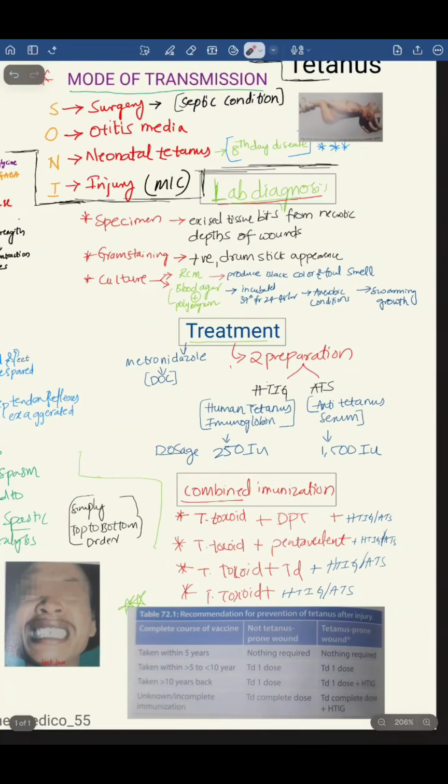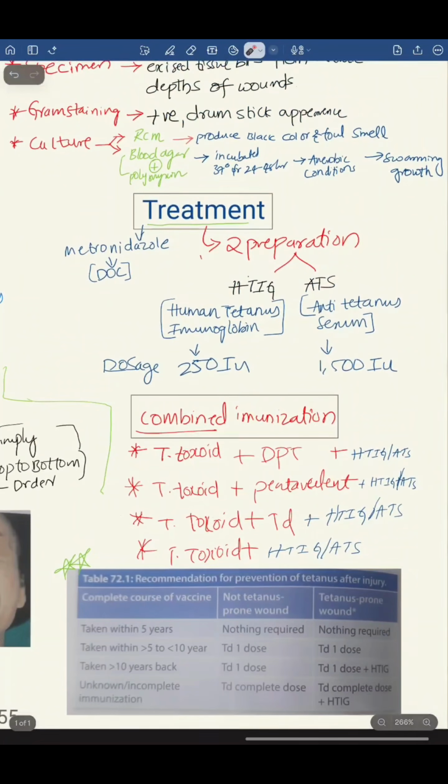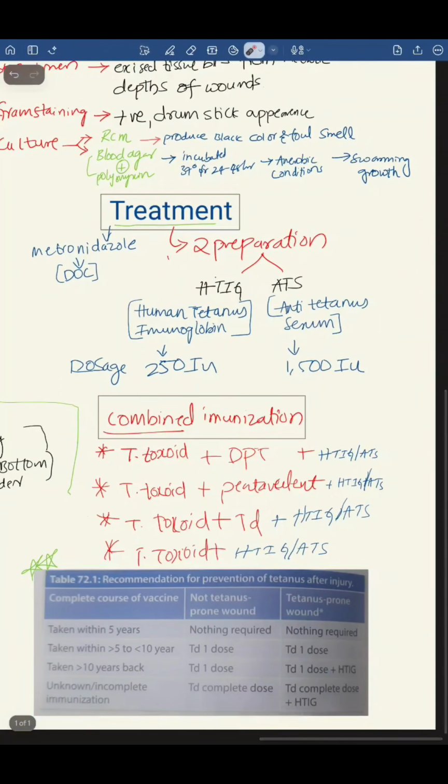In the combined immunization schedule, you can use tetanus toxoid along with either DPT, pentavalent, or TD, or you can use HTIG or ATS. This is independent of choice. This is one of the most important tables for prevention of tetanus after an injury, and it is most asked in NEET PG as well.